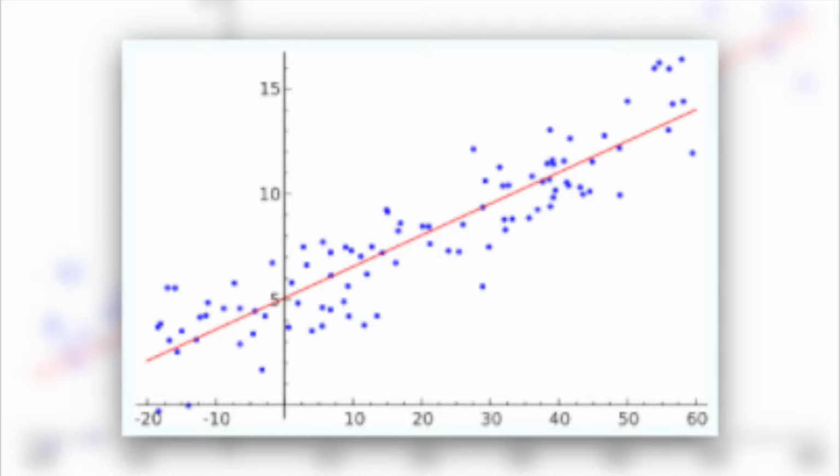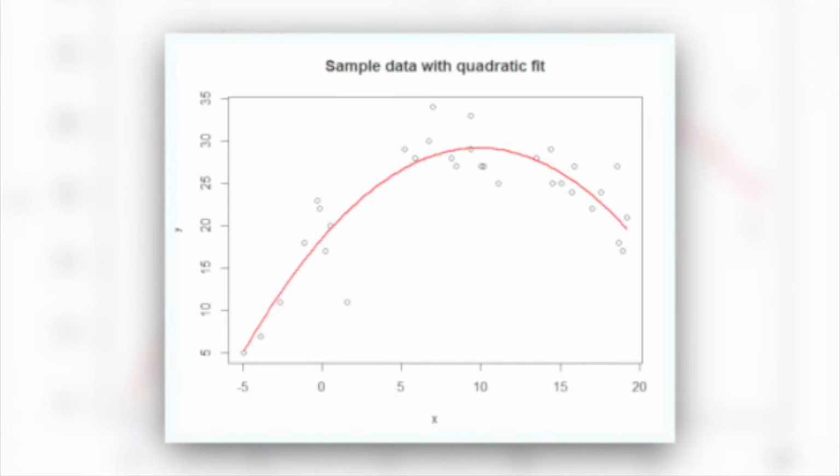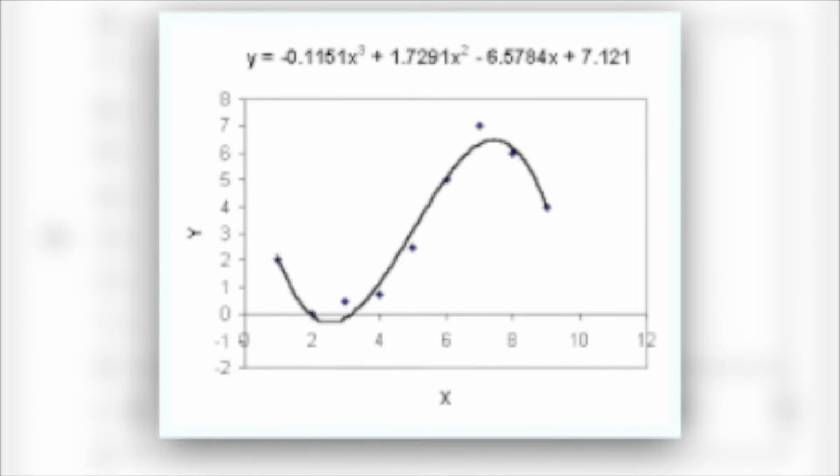Linear, also known as a best fit line, is one line that represents the general trend. Quadratic is a best fit parabola or a binomial. Cubic is a best fit trinomial function with 3 degrees.